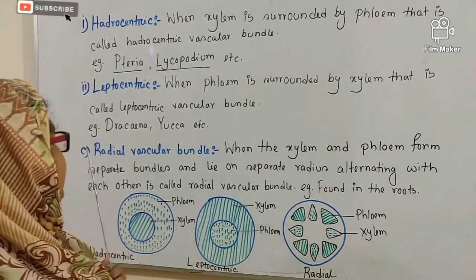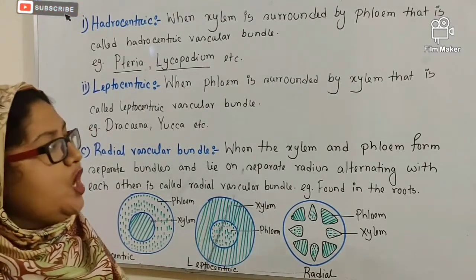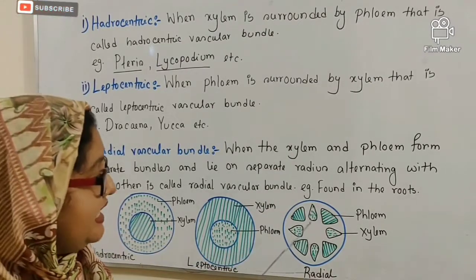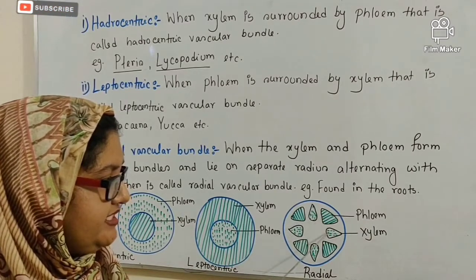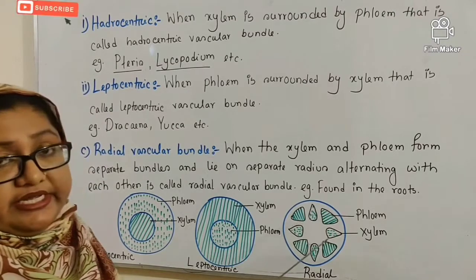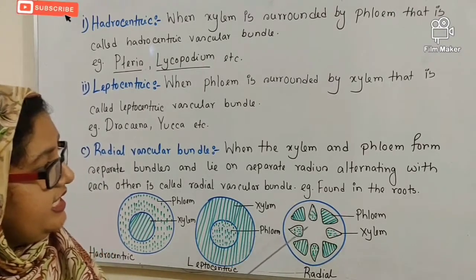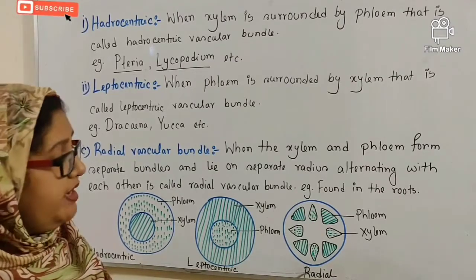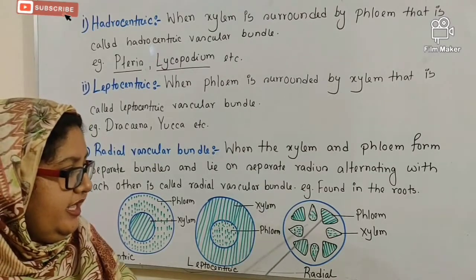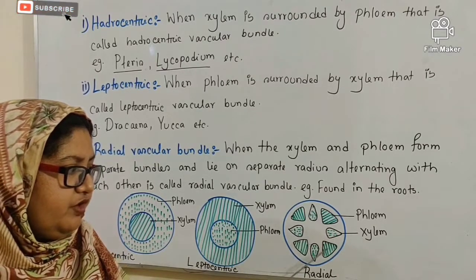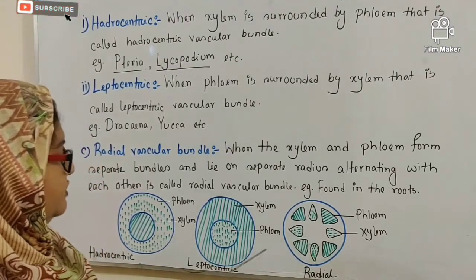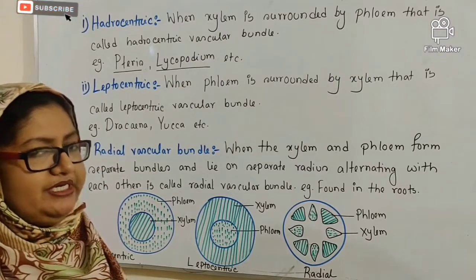Now the last one, that is the radial vascular bundle. When the xylem and the phloem form separate bundles, you can see in the diagram, this is the phloem and this is the xylem, and they remain on different radii. When the xylem and the phloem form separate bundles and lie on separate radii alternating with each other, here the phloem is present, then the xylem, then again phloem, then again xylem, thus they alternate with each other. This type of vascular bundle is known as a radial vascular bundle.